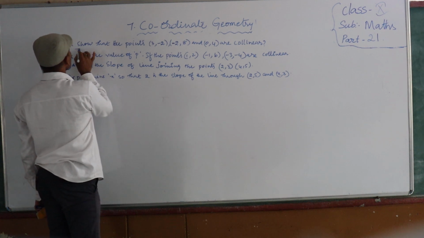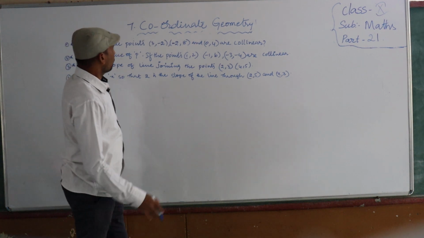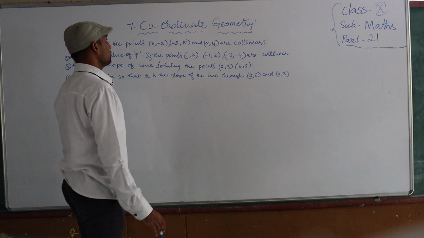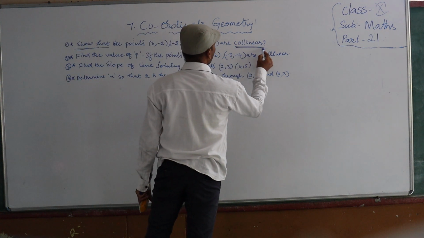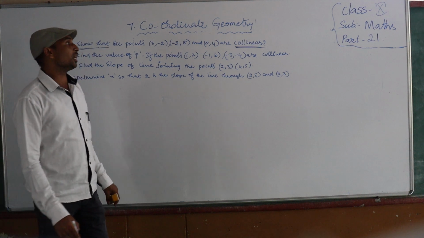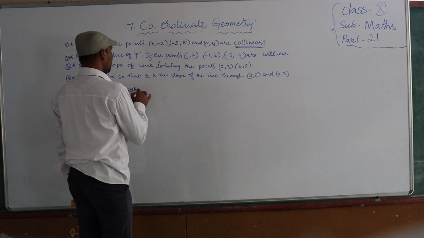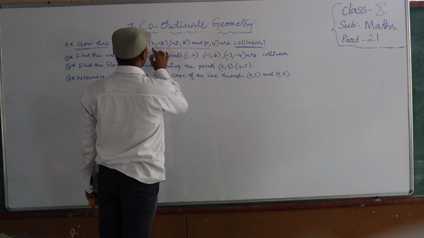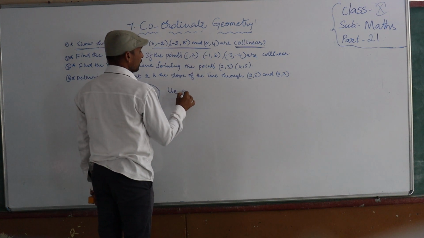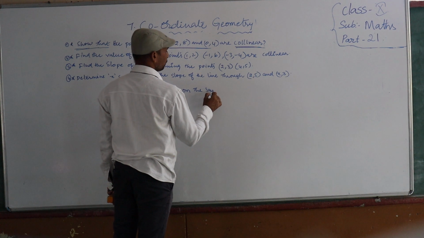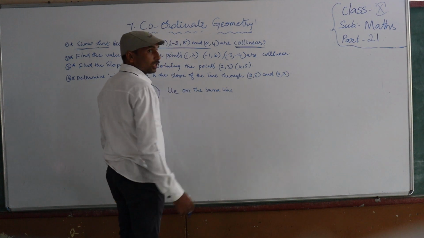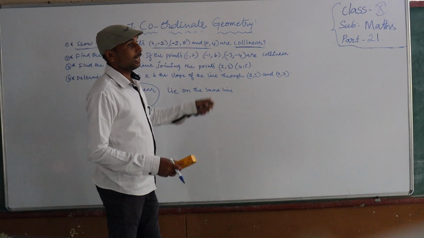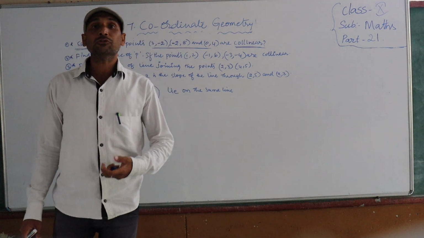But see here, first question is show that the points (3, -2), (-2, 8) and (0, 4) are collinear points. So what is the meaning of collinear? Here collinear means the given 3 points lie on the same line. So how do we know the given points lie on the same line? What do we have to do?